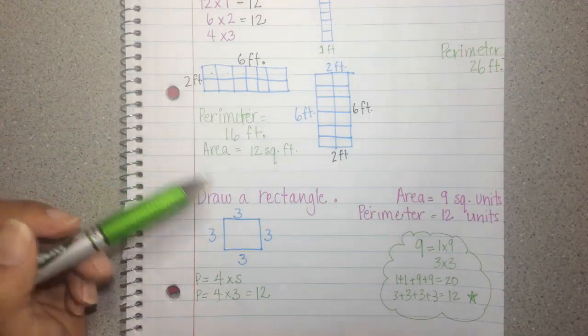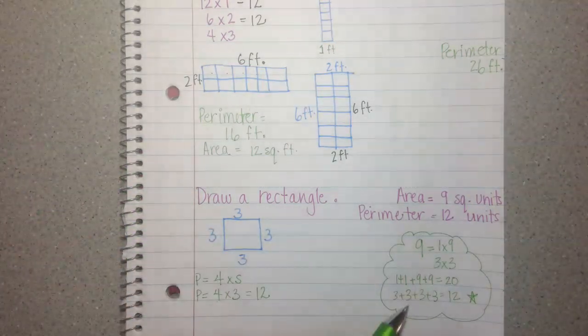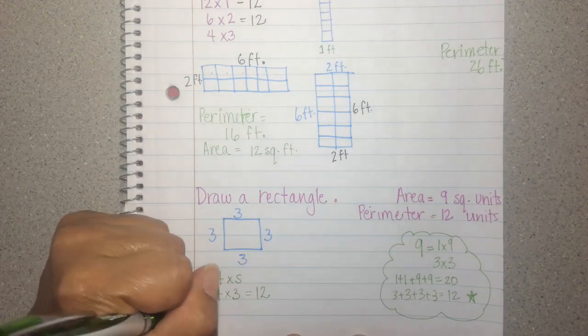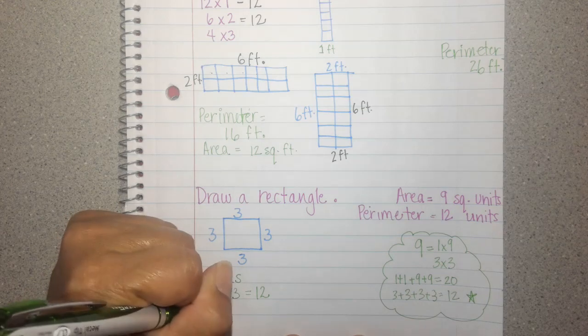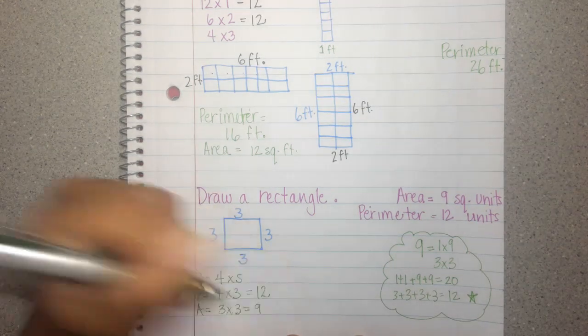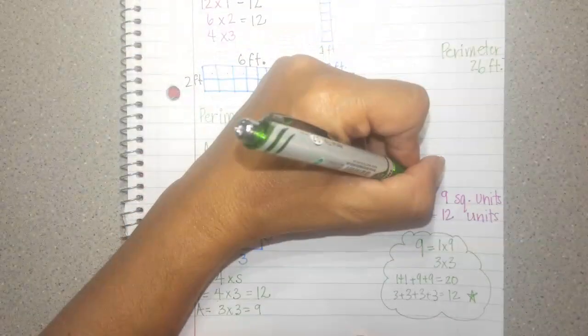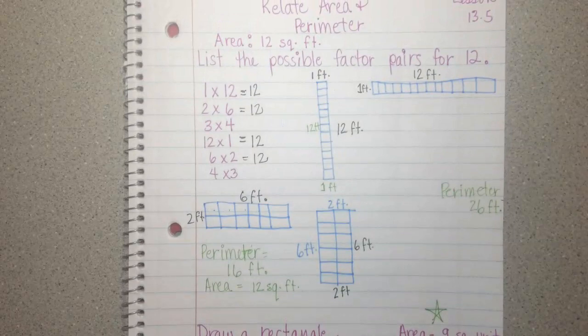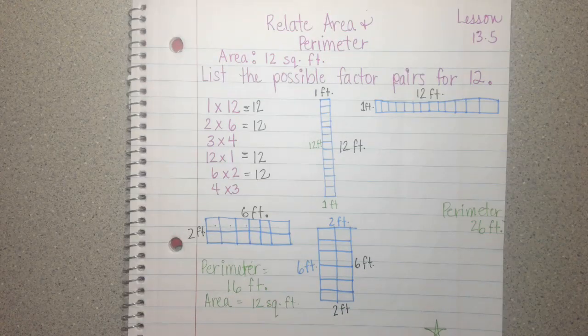Remember, you can also do length times width, and that one was done here. Okay. For area, you simply multiply the two sides, 3 times 3, and you get 9. And that met this criteria right here. And that is how you relate area and perimeter.